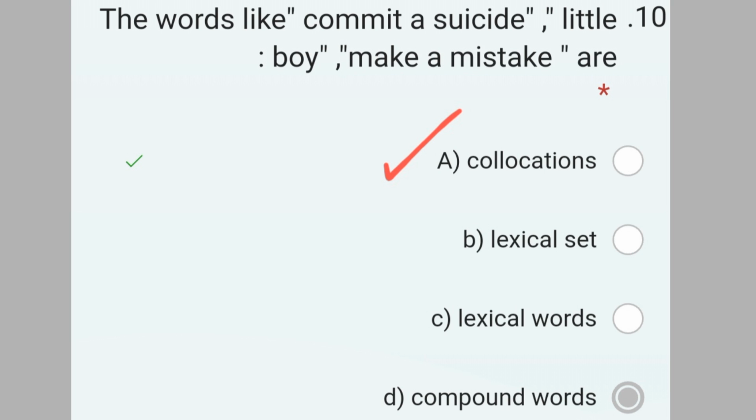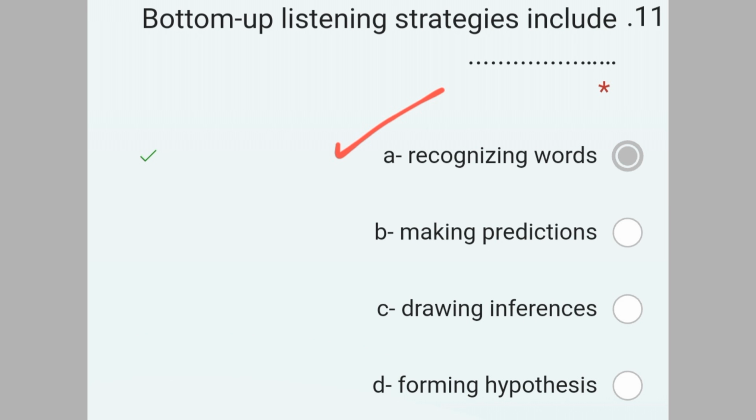10. The words like committed suicide, little boy, make a mistake are A. Collocations. B. Lexical set. C. Lexical words. D. Compound words. 11. Bottom-up listening strategies include A. Recognizing words. B. Making predictions. C. Drawing inferences. D. Forming hypothesis.